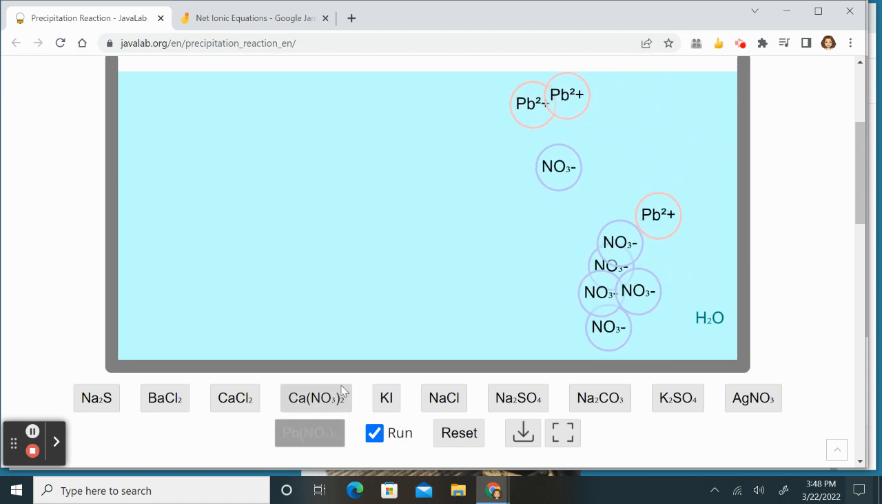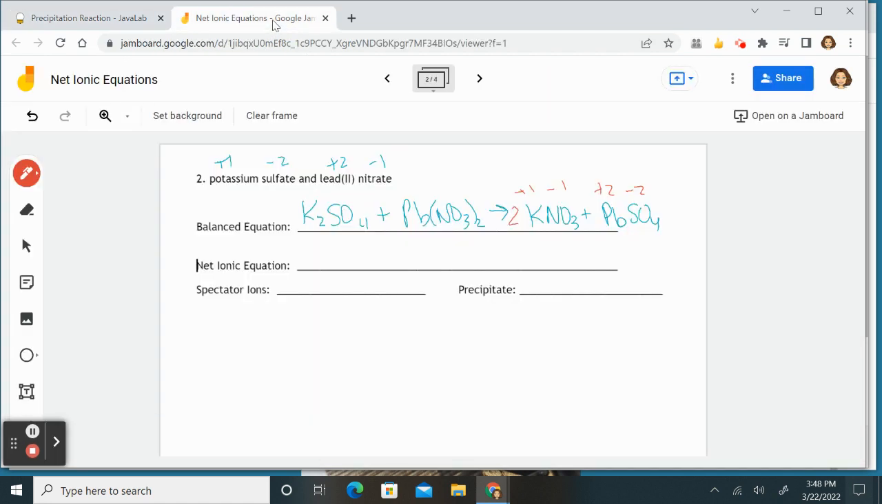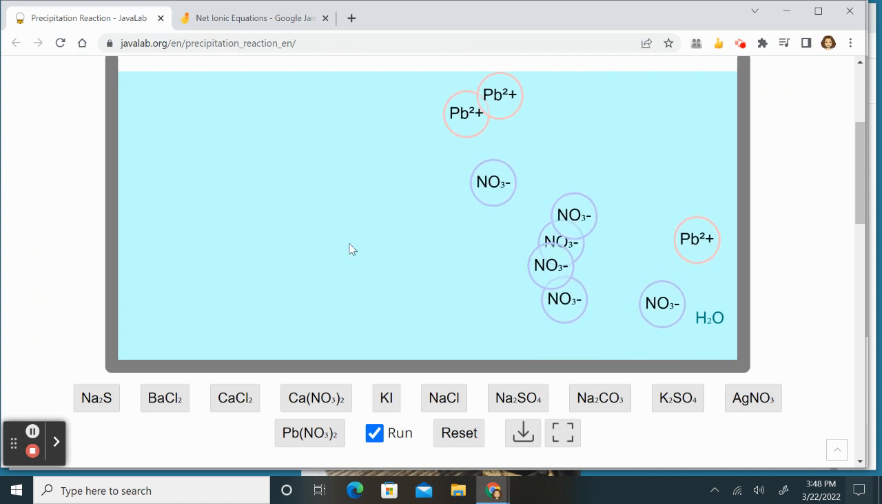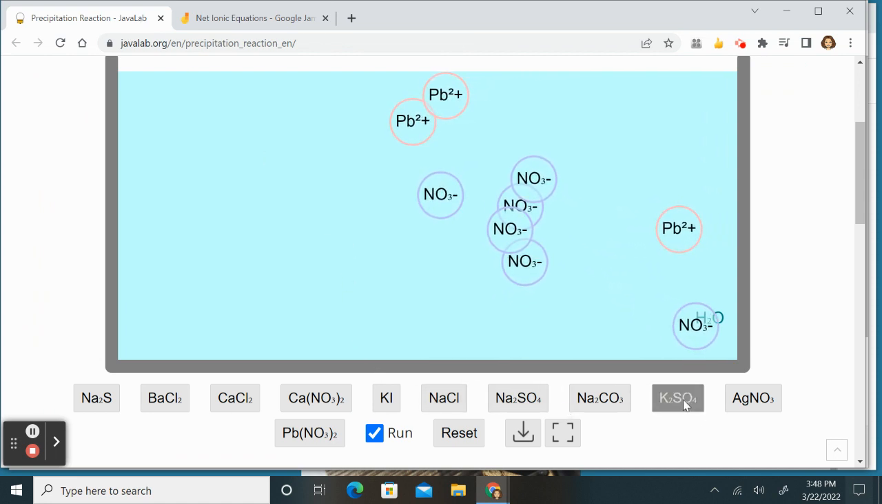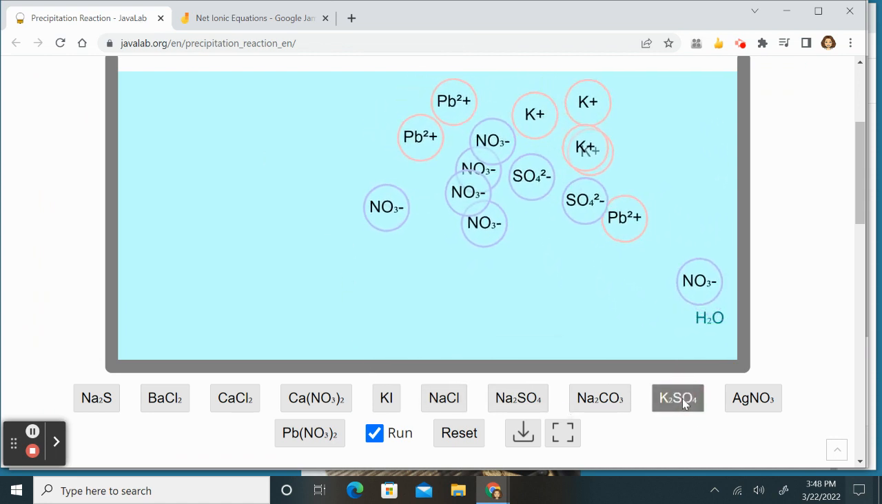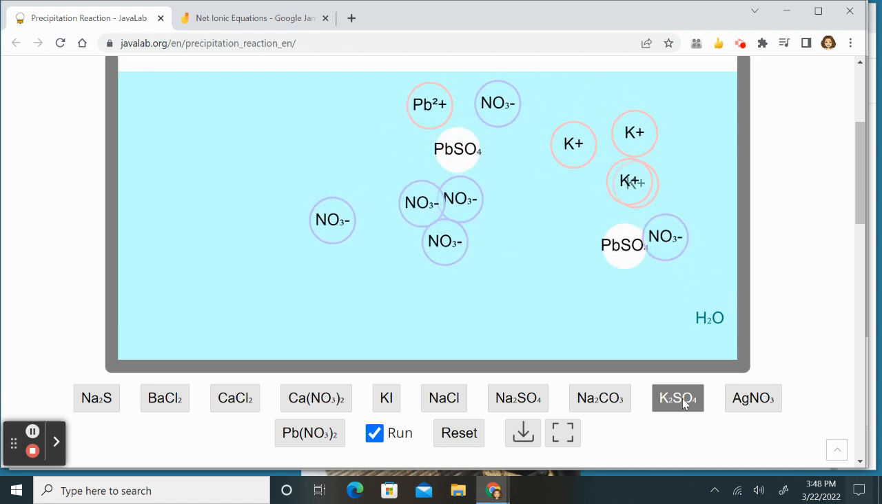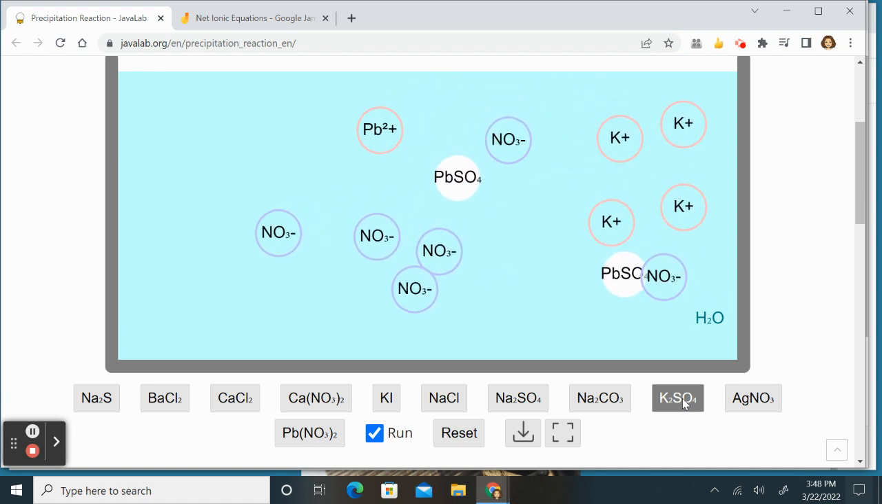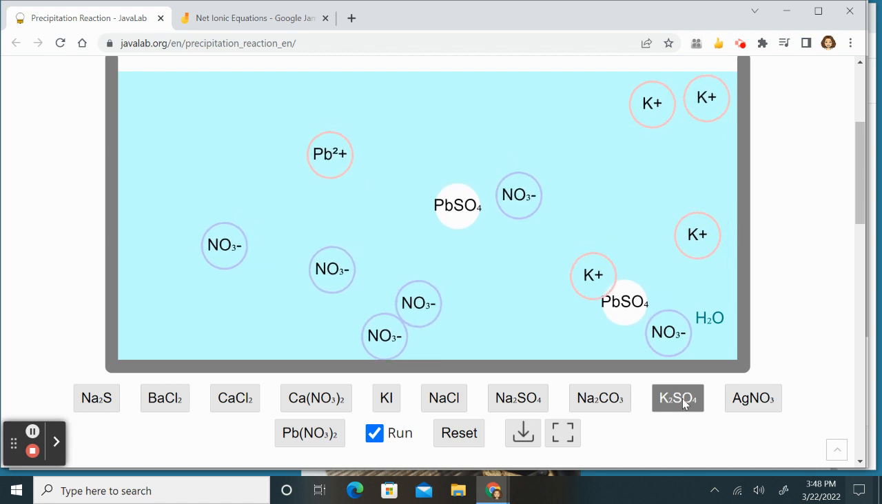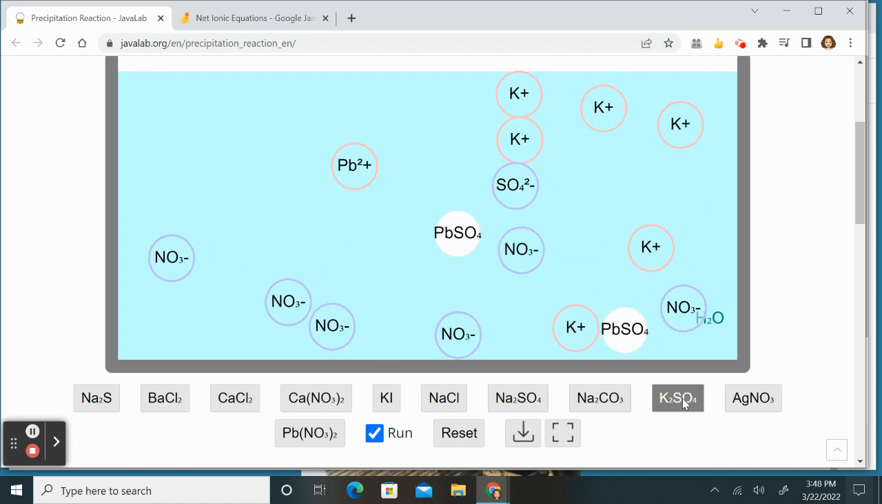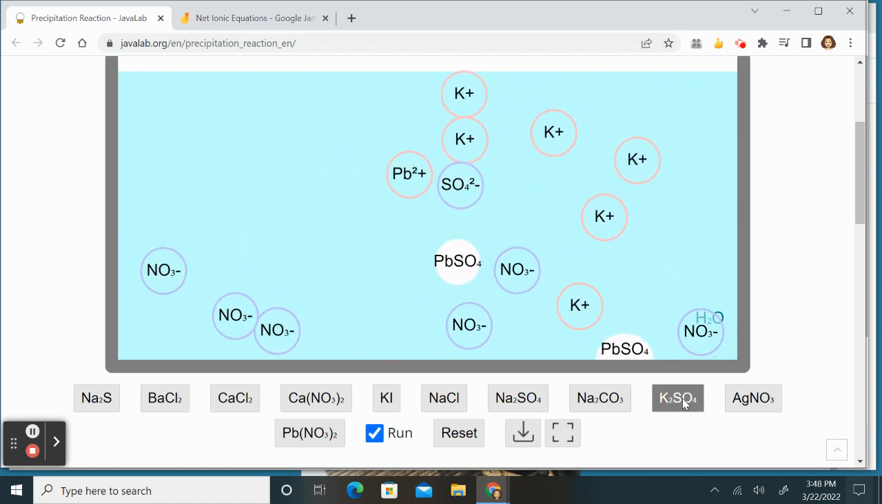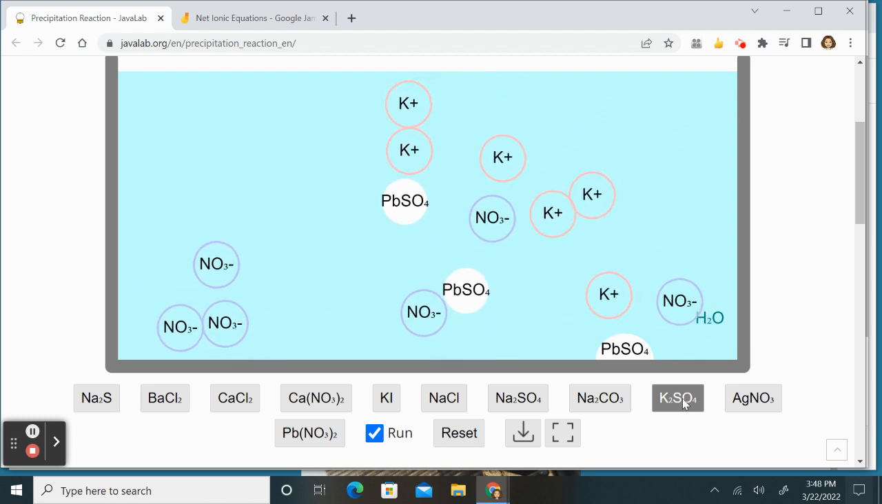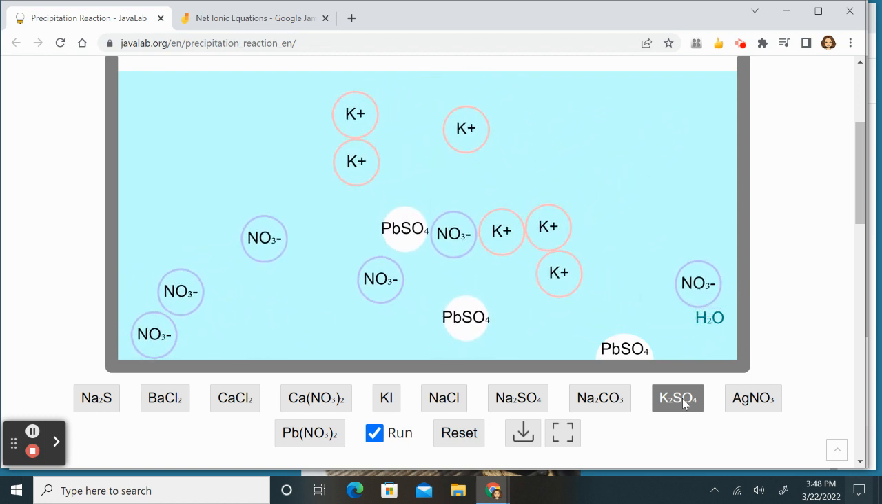And some, I forgot already, potassium sulfate ions. Here we go. And as our lead bounces around into our sulfate ions, we see precipitate happens, right? Because lead sulfate is insoluble.